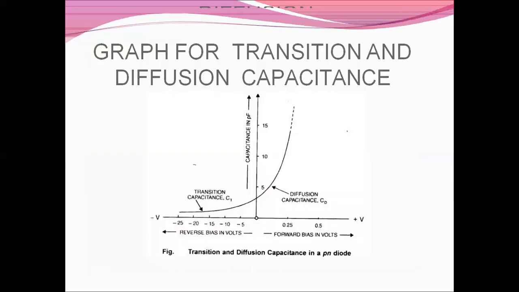So this is the graph for transition and diffusion capacitance. Diffusion capacitance is represented on the right side and transition capacitance on the left side. Here you plot the graph between the voltage and the capacitance. Positive voltage, that is forward bias, will give the diffusion capacitance, but in reverse bias you will get the transition capacitance, as represented in the graph.